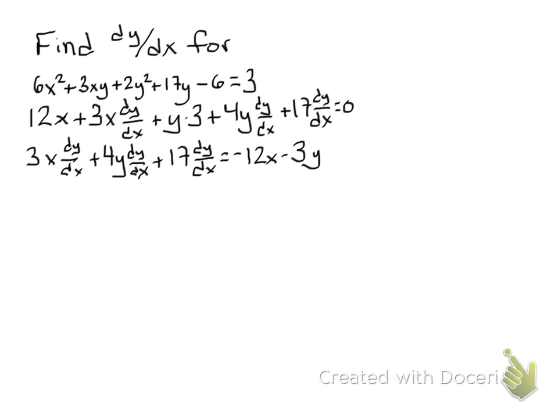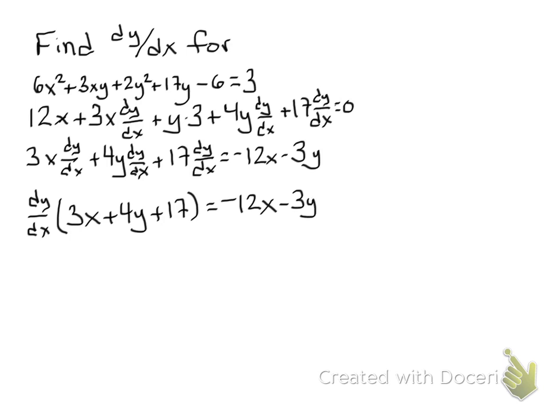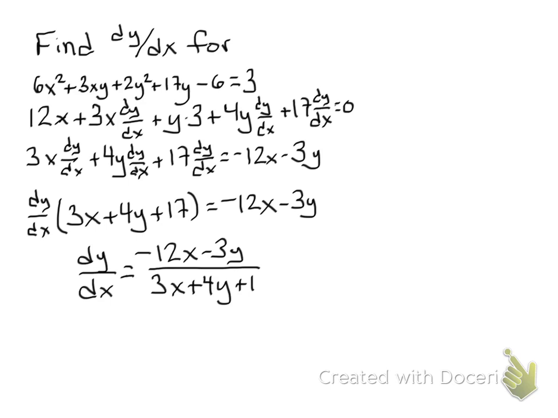From here, it's just 2 more quick steps. We can factor out a dy dx out of the left side, and so we'll have dy dx. Left over, we have a 3x plus a 4y plus a 17, and that's going to equal negative 12x minus 3y. And then finally, if I want to solve for dy dx, I can simply divide both sides by the parentheses, and I'll have my derivative dy dx equals negative 12x minus 3y, and all of that is over 3x plus 4y plus 17.